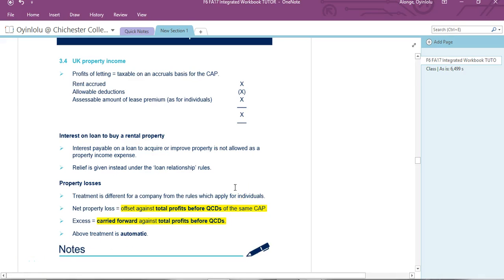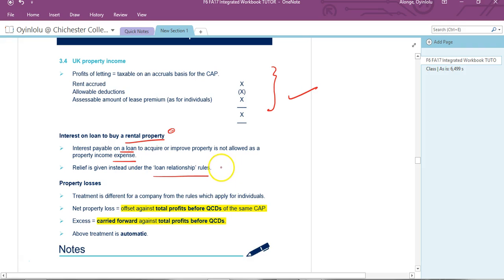Right, hello. So we are talking here about property, and it's a bit interesting with the company with property. I've just asked you to work through the leases, the lease premium, and the rent, and that's what's going on over there. I also mentioned earlier that when you buy rental property, the interest payable is not allowed as a property income expense, so it has to be dealt with under the loan relationship rules, right?